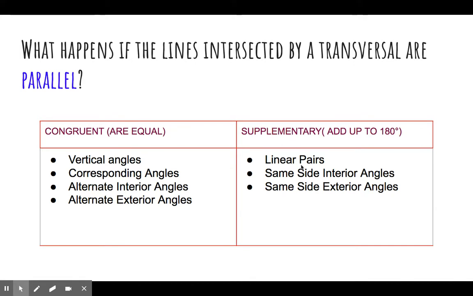What about the other things we talked about, like linear pairs, same side interior angles, and same side exterior angles? Those become supplementary. And we said supplementary means they add up to 180. So when you add them together, their values should add up to 180. That only works when the lines intersected by the transversal are parallel.